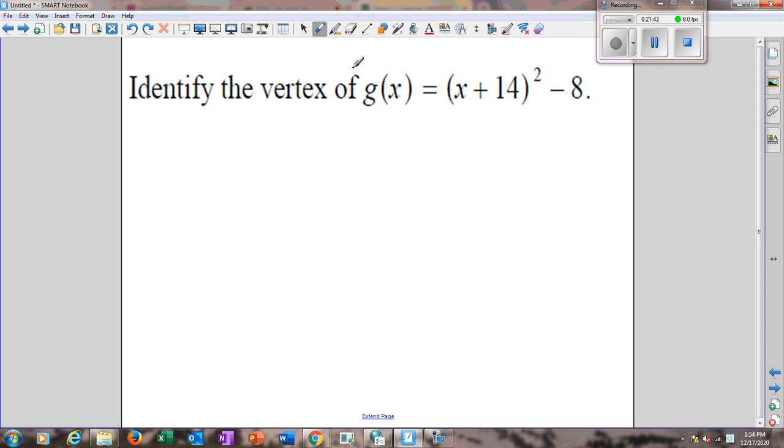All right, this is a tough one. Identify the vertex of g of x equals (x plus 14) squared minus 8. This is called vertex form. And the reason it's called vertex form is because we don't actually have to do anything. Just remember, it's the opposite of whatever this sign is, and the same sign as this. So our vertex is negative 14 and negative 8.